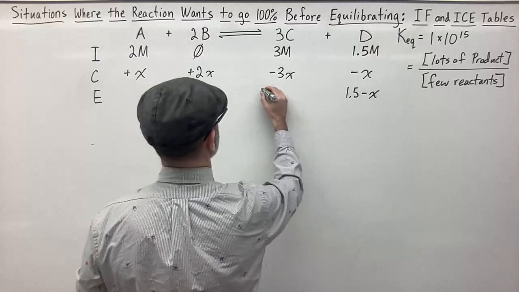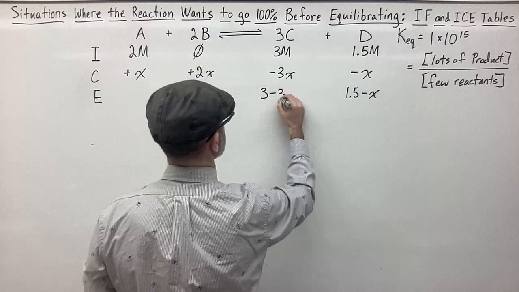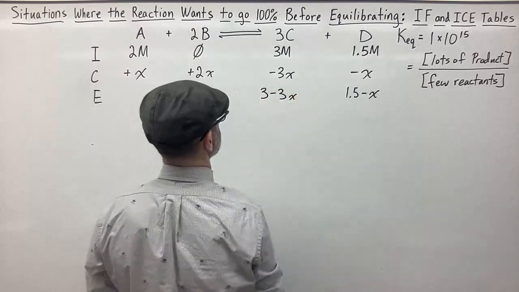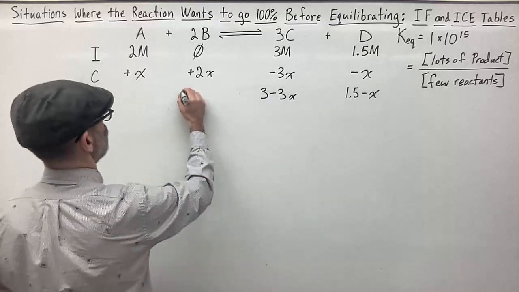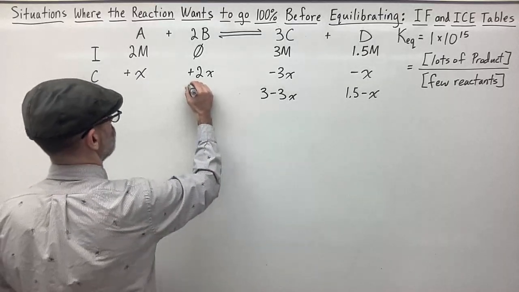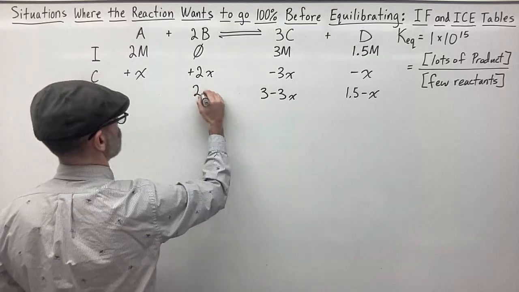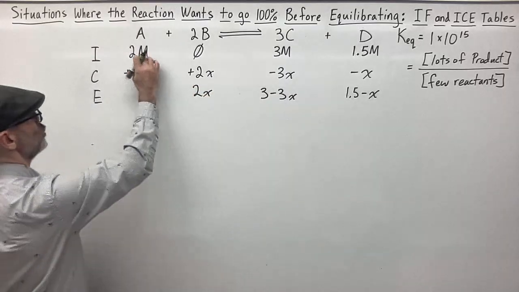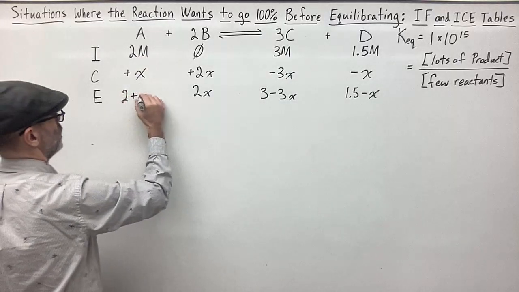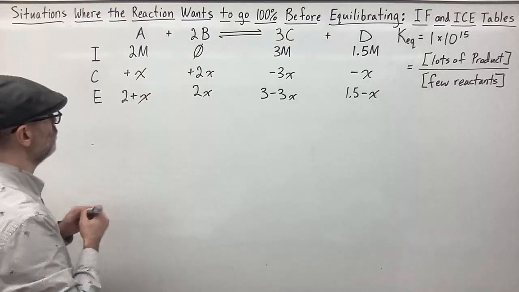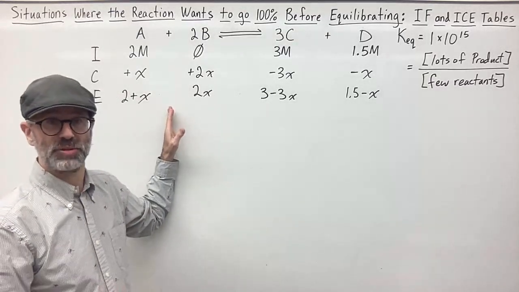This is going to be 3 minus 3x. This is going to be 0 plus 2x, which is just 2x. And then 2 plus x is obviously going to be 2 plus x. Okay, so now I have the equilibrium concentrations in terms of x.